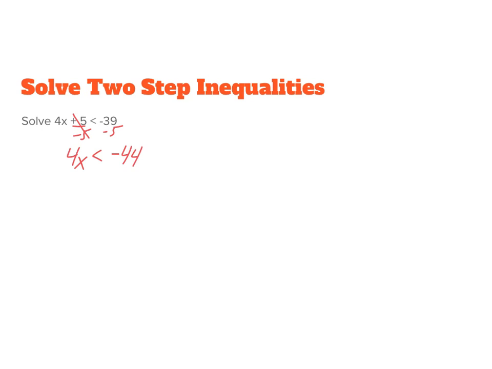From there, I need to get rid of the 4. Well, right now 4 and x are being multiplied together, so in order to undo that, I need to divide by 4. And if I divide the left by 4, I have to divide the right by 4 as well. So on the left, the 4's cancel out, leaving just x. Now I divided by a positive number, so the inequality will stay less than. And on the right, negative 44 divided by 4 gives me a negative 11. So therefore my final answer is going to be x is less than negative 11.